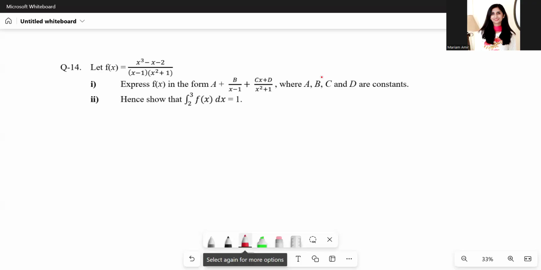Let f(x) equals (x cubed minus x minus 2) upon (x minus 1)(x squared plus 1). Express f(x) in this form, which is partial fraction form, where A, B, C, D are constants.